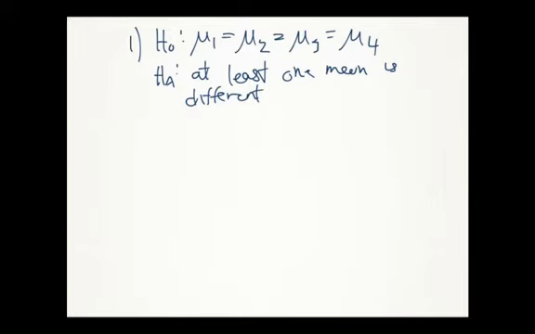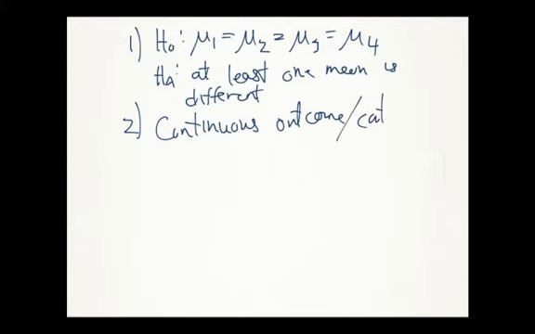Okay. Step 2, I have to say the type of data that I'm working with. Well, I have a continuous outcome and a categorical predictor or covariate. What kind of analysis am I going to conduct? ANOVA.